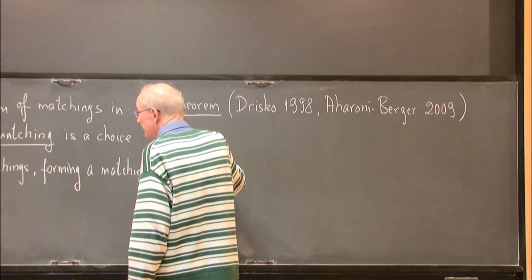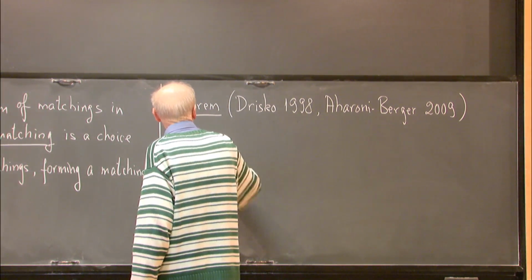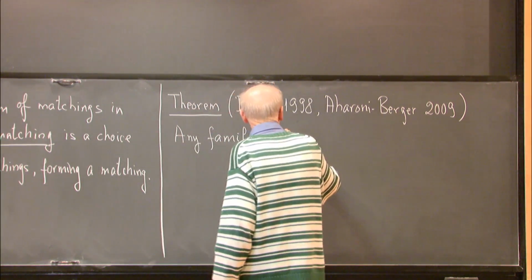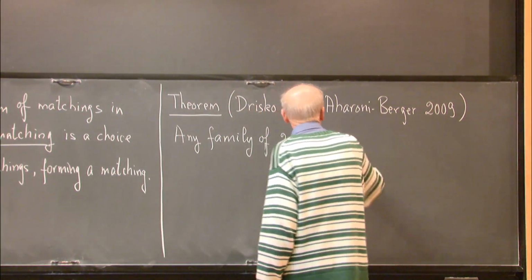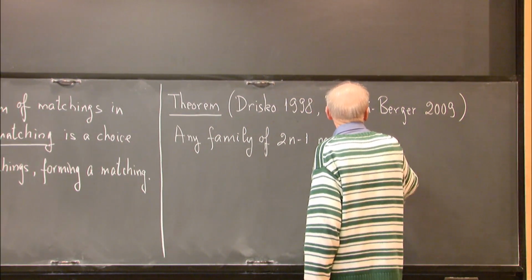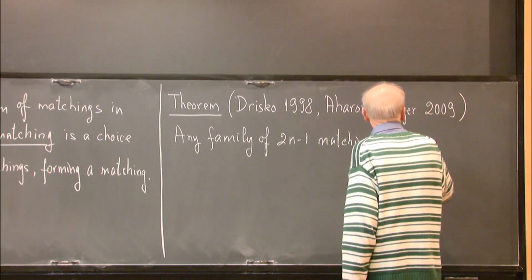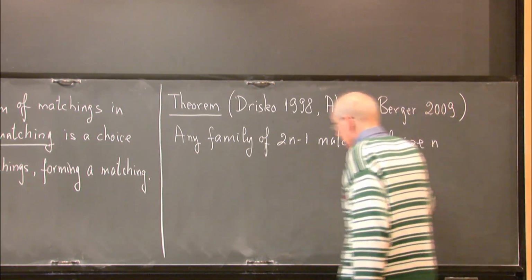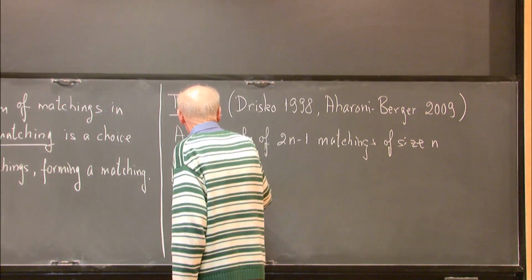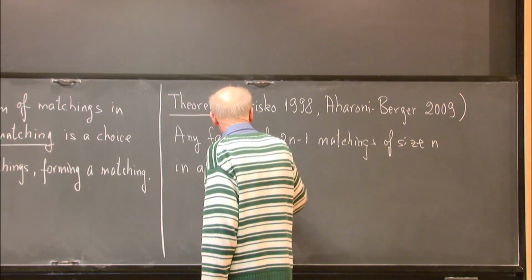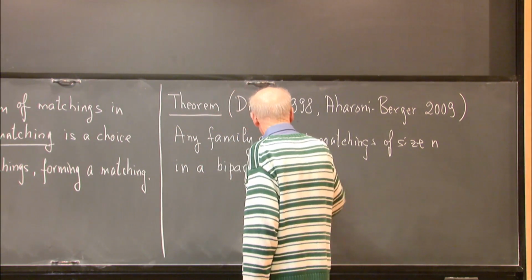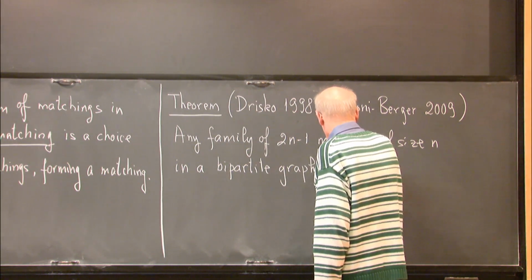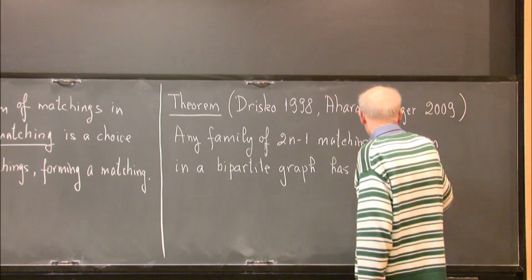And the theorem says that any family of 2n minus 1 matchings of size n in a bipartite graph has a rainbow matching.